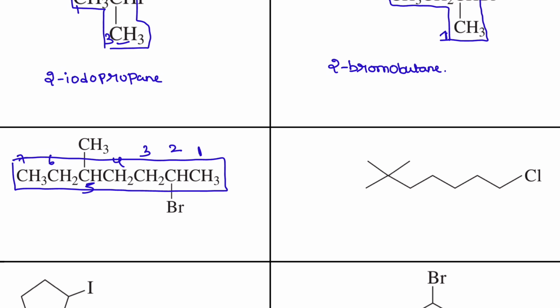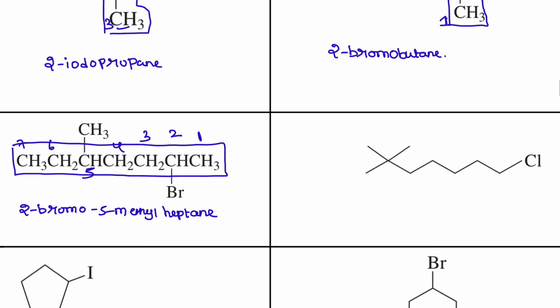Alphabetization, bromine comes first. So that is 2-bromo, 5-methyl, root word is hepta, suffix is ane, heptane.